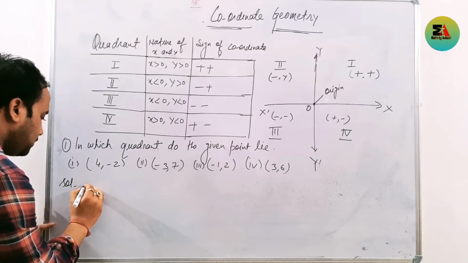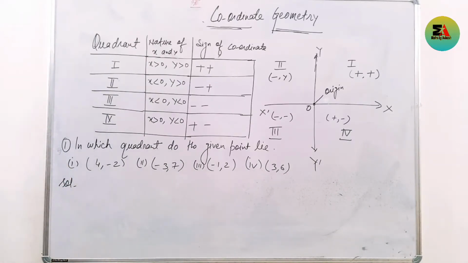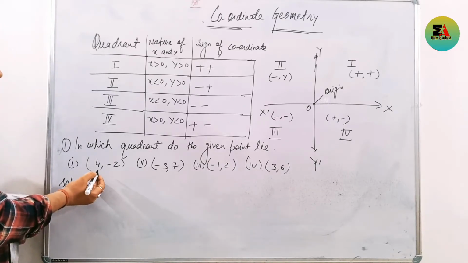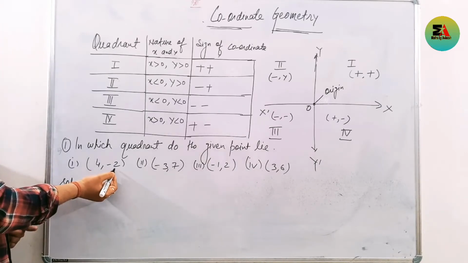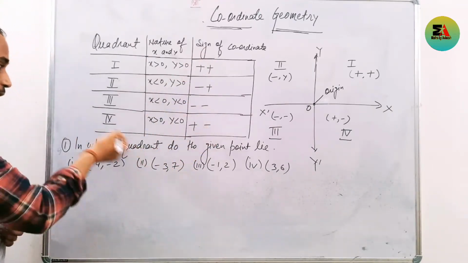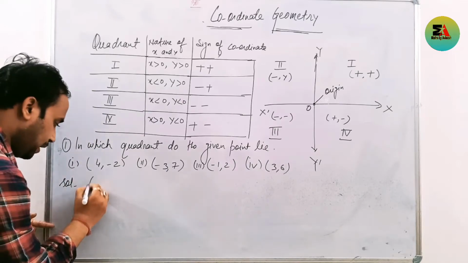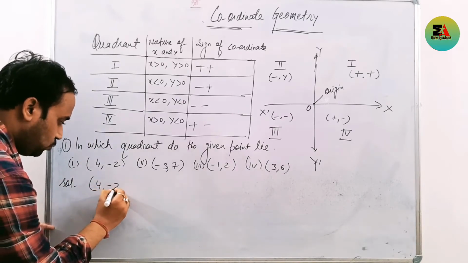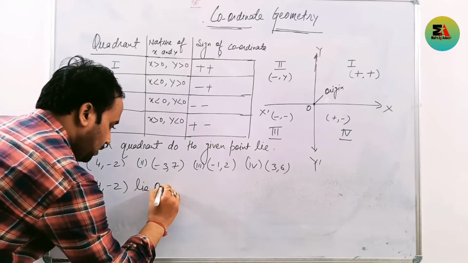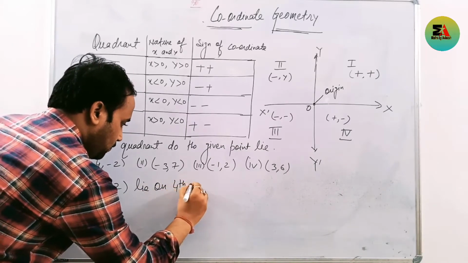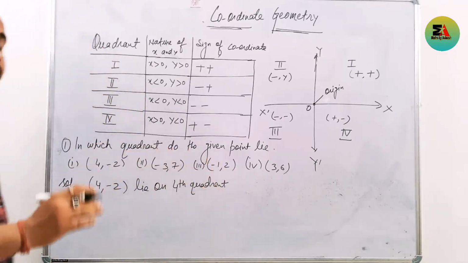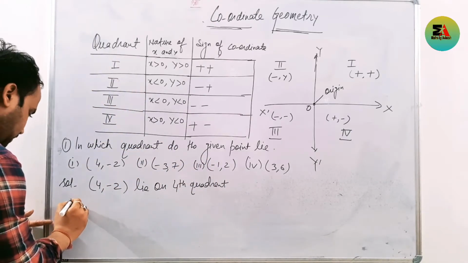This one is very easy. Now see the first one. The coordinate given is (4, -2). It means the x value is positive, the y value is negative. In which quadrant is the x value positive and the y value negative? In the fourth quadrant. Directly write, (4, -2) lies on the fourth quadrant. You just write the statement. That's it.